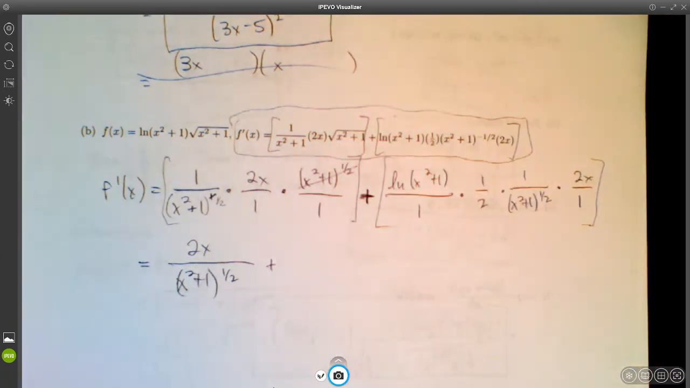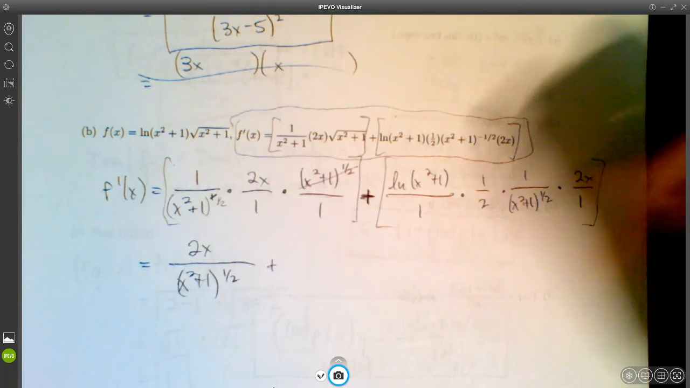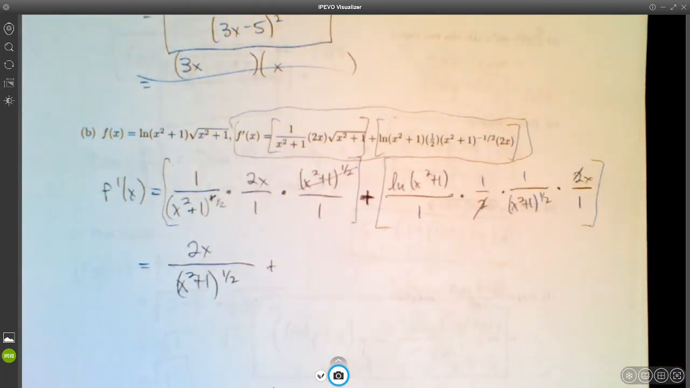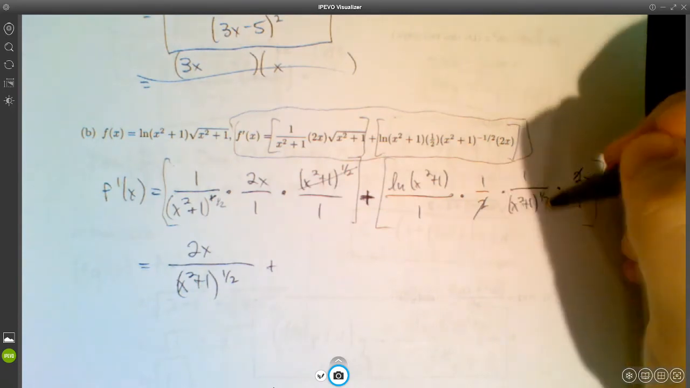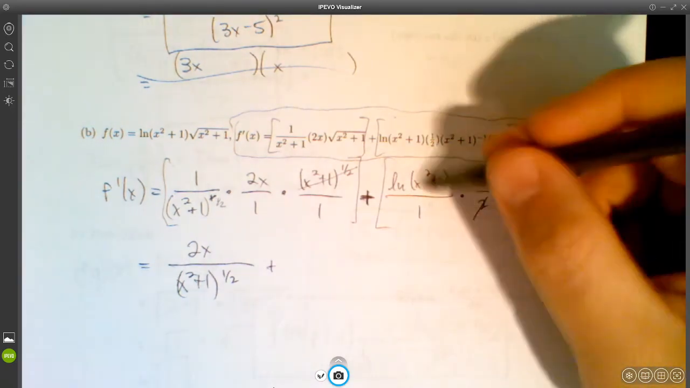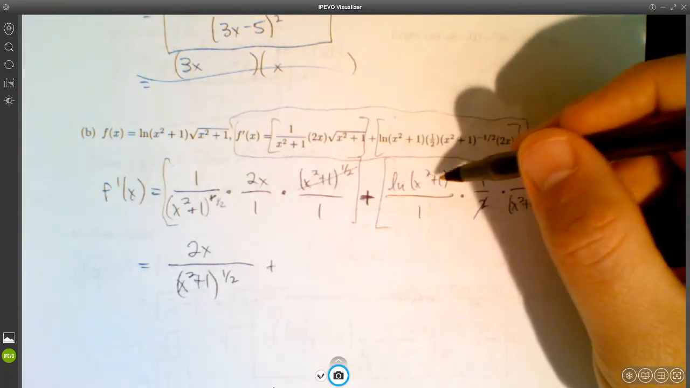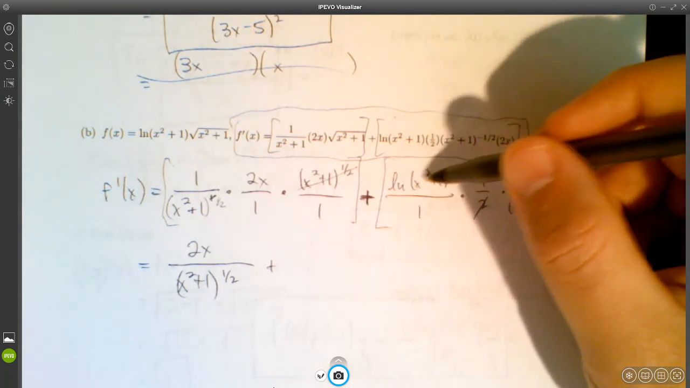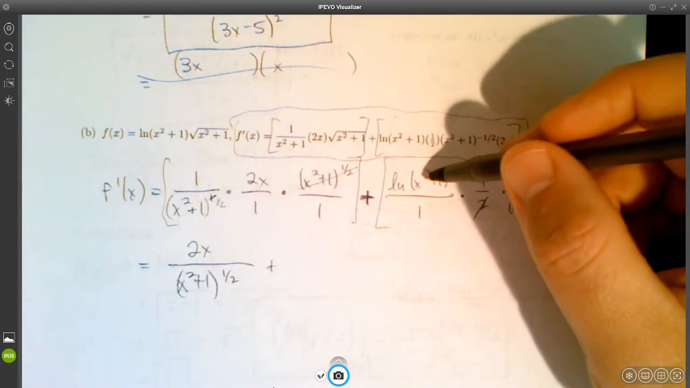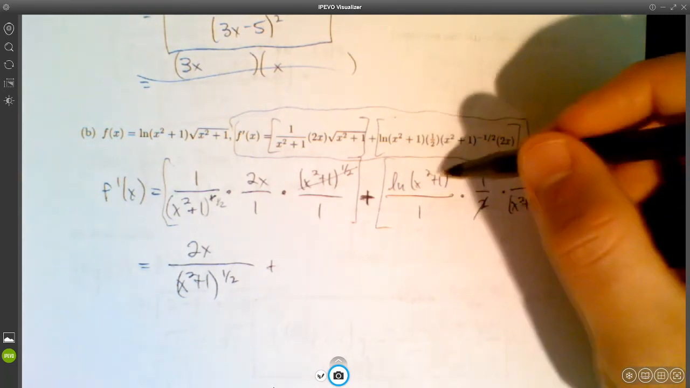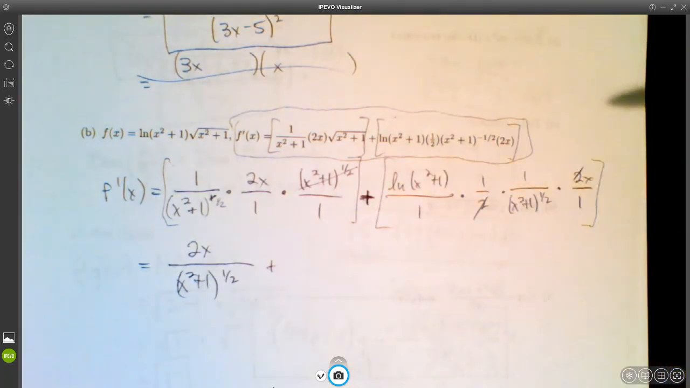Let's do the same thing for the second term. I don't get much cancellation in the second term. The 2's cancel, so that's nice. But then be careful, right? This x squared plus 1 to the 1/2 is not going to cancel with this x squared plus 1, because you're not looking at ln times x squared plus 1. No. You're looking at ln of x squared plus 1. You're taking the ln of this value. You can't just cancel it.